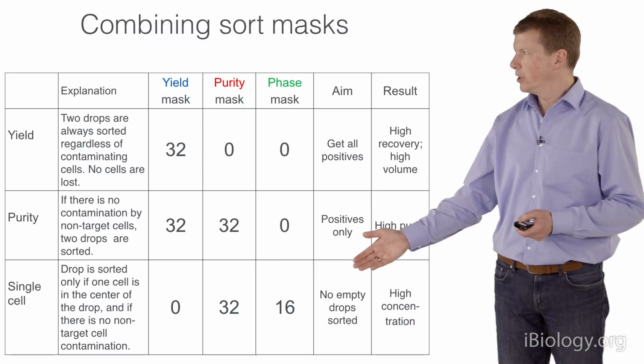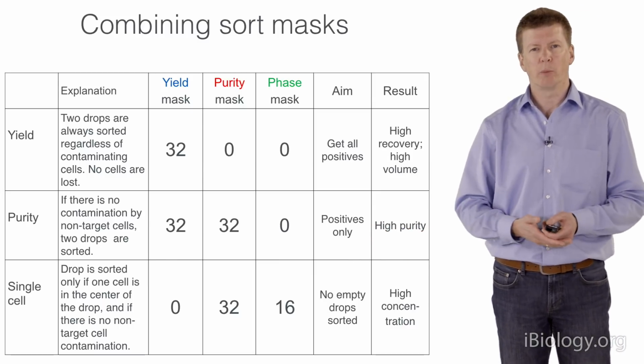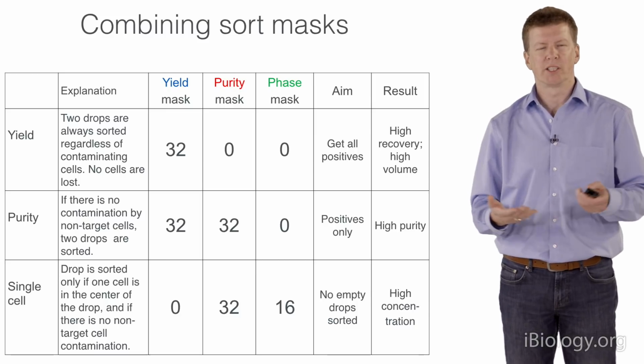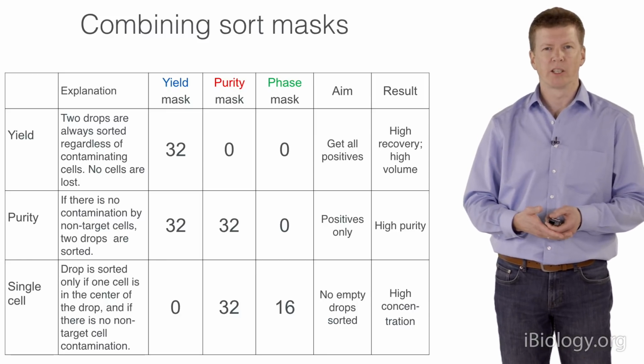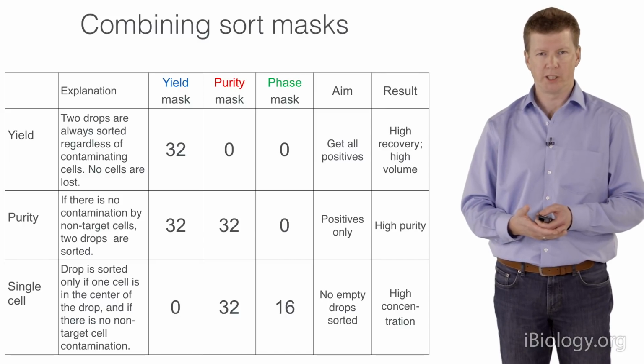Please be aware, if you set the phase mask to 32, then no drop will be sorted because the cell is then always in the phase mask, and this will lead to 100% abortion of your cells.